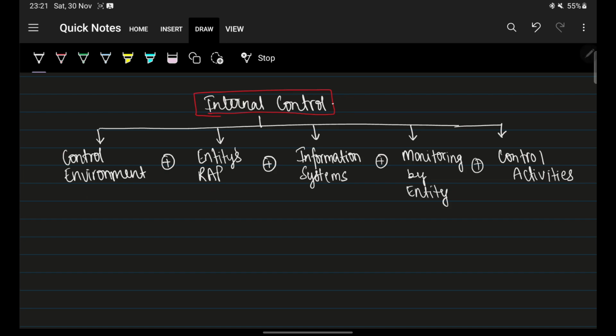So there are 5 parts. Okay, so 5 parts to this is: firstly, it is the control environment, secondly the entity's risk assessment process, thirdly information systems, fourthly, monitoring, and fifth is control activities. I'll just give you a small summary of each of these headings, right? So that we don't feel completely burdened when we are studying it in depth, right?